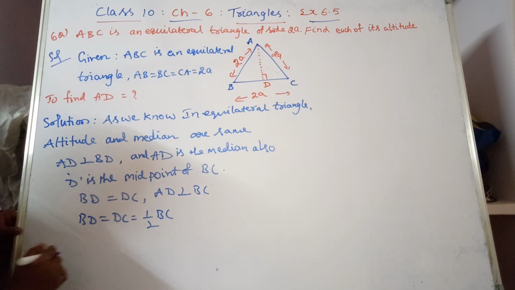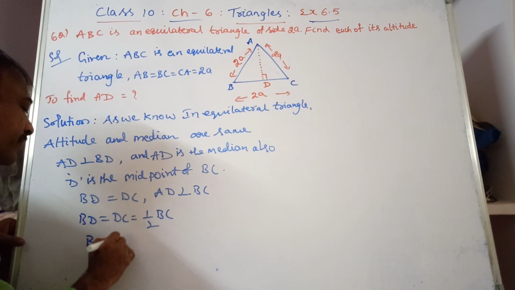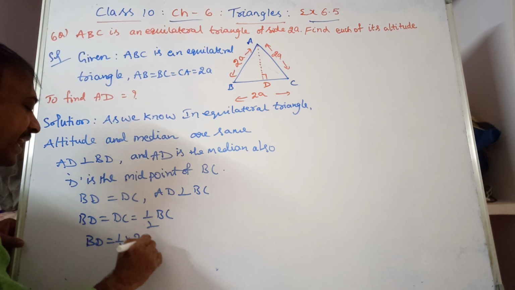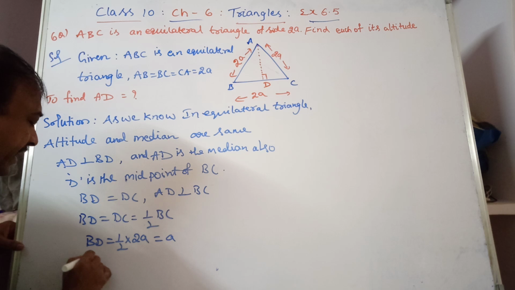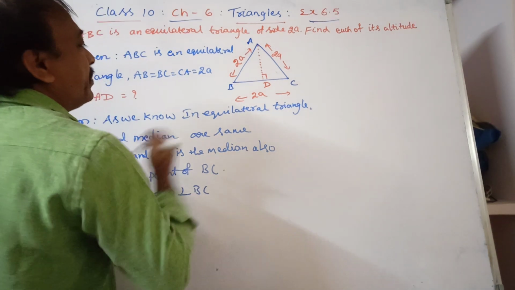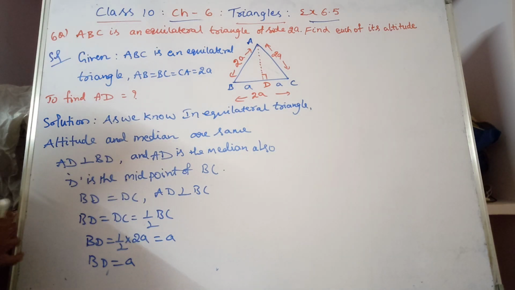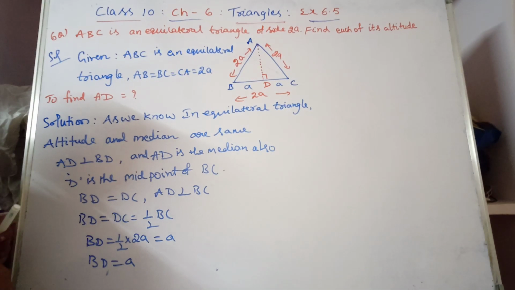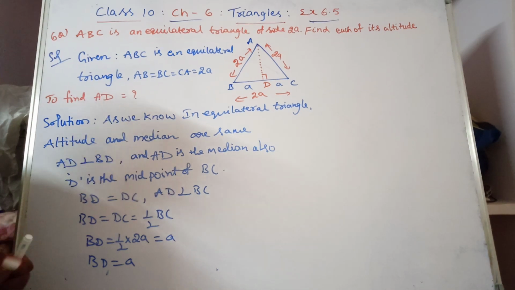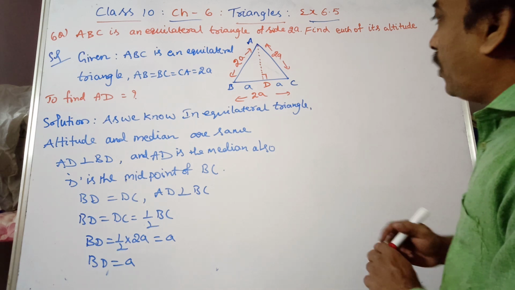So what is the value of BD? That we have to find out. Half of BC, so BD equals half of 2a, which equals a. So the BD length is a, and DC will be the same. So here this is a and this is a. Now you have to find the altitude length AD. For that, apply the Pythagoras property in either triangle ABD or ACD.